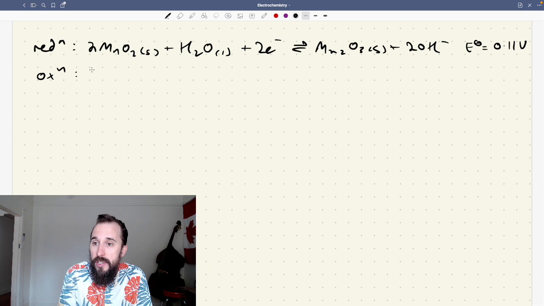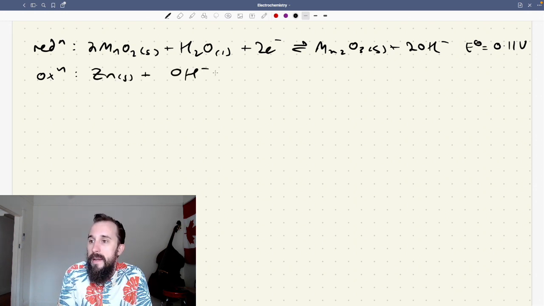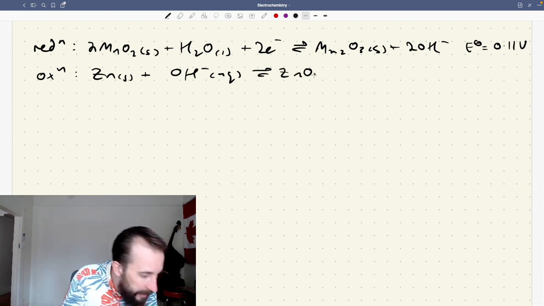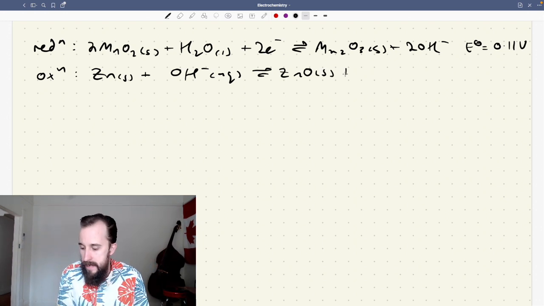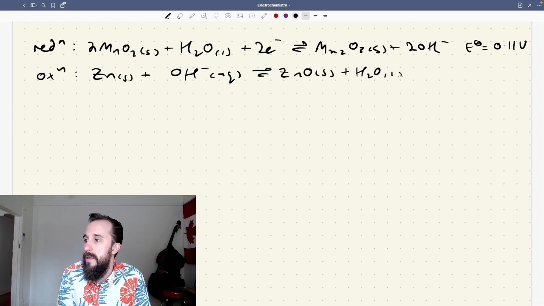So we have the zinc solid, and we have the hydroxide aqueous, and we're going to be forming the zinc oxide ZnO solid and H2O liquid. And we've got our oxidation reaction, so our 2 electrons on that side. So look, I'll pop that as a reduction potential. Let's pop this as an oxidation potential.